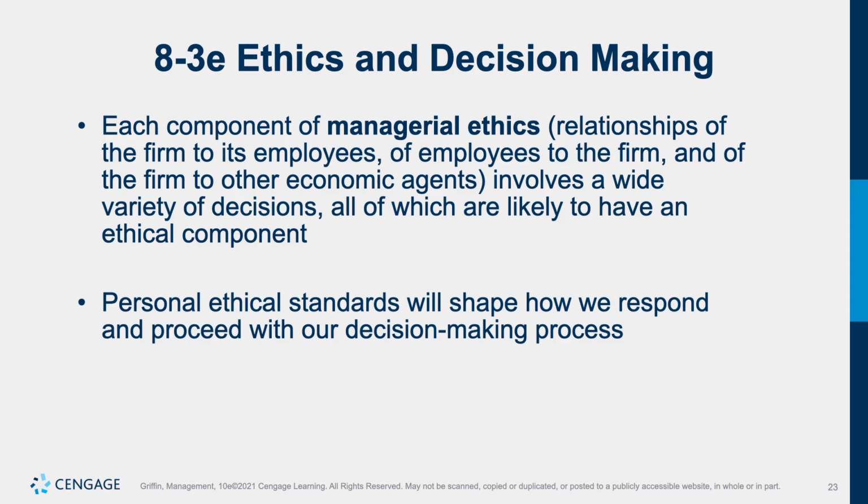Ethics and decision making. Every component of managerial ethics, right? And we understand that the components of managerial ethics are three of them. One will be the obligation of the firm or the organization to its employees in their employer-employee relationship. The second will be obligations of the employee to the firm in the employer-employee relationship. And the third will be obligations of both the employer and the employee to economic agents of the organization, right? So you find out that for each of these areas of managerial ethics, it involves a wide variety of decisions, all of which are likely to have an ethical component, right?